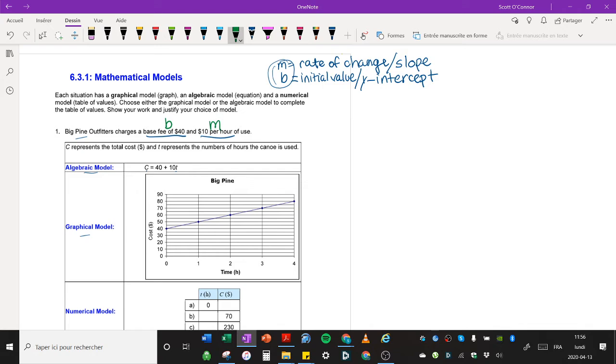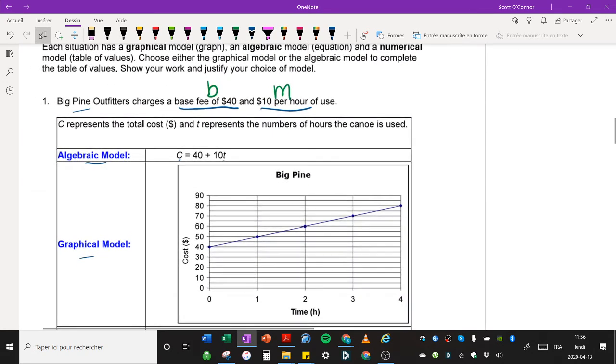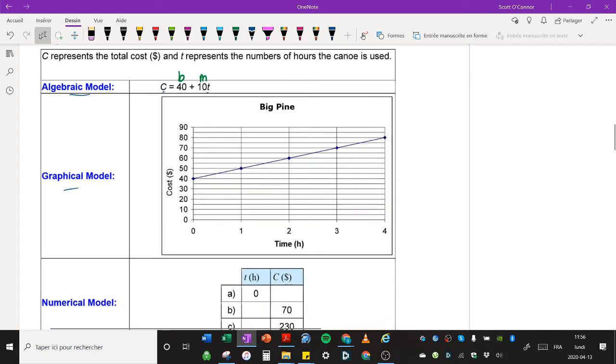Alright, what about if I have the algebraic model? In the algebraic model, you can see C equals 40 plus 10t. So 40 still is our initial value, or our y-intercept. And 10t, 10, is our slope. What about in the graph over here? Can we find the initial value? Yes, we can. The initial value is the y-intercept. It's where the line connects with the y-axis. And it is here. It is (0, 40), so we're going to label that as B.